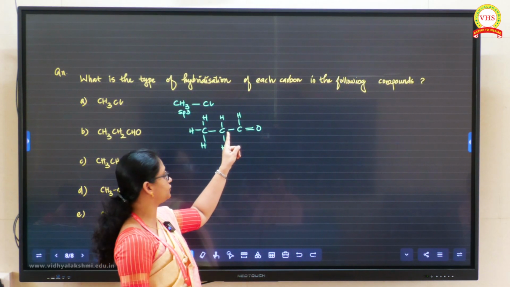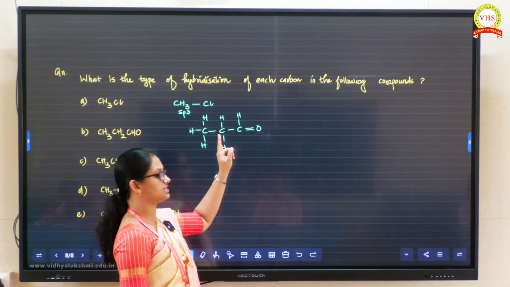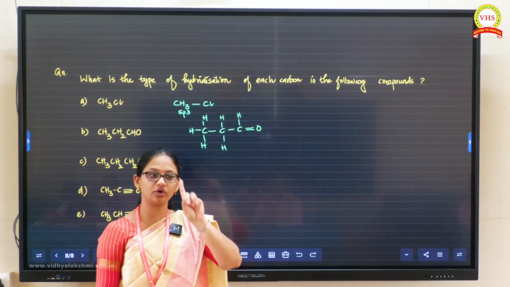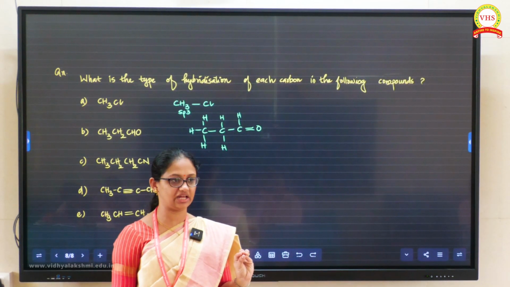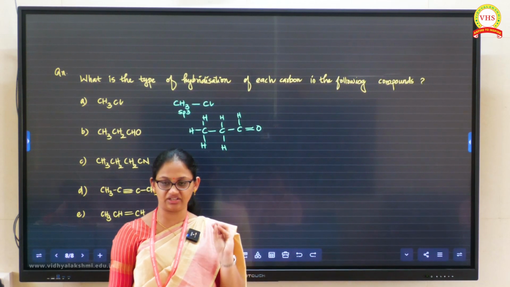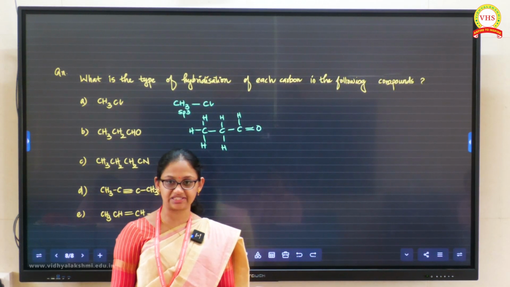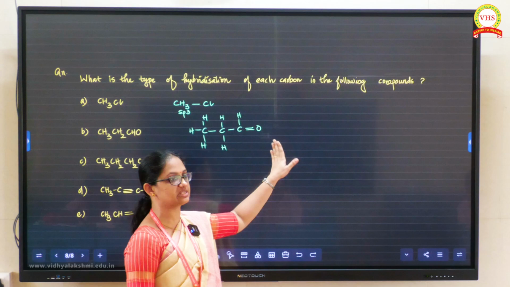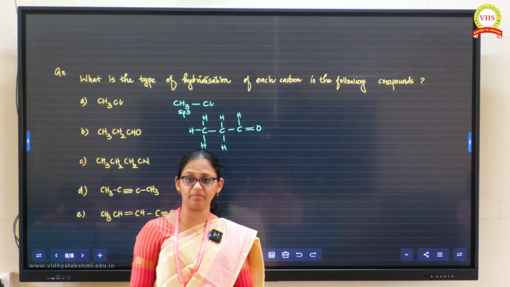Listen here. The last one is CHO. I told you, on the left side it is anyway a single bond with the hydrogen. How many valencies are satisfied? 1, 2. Remaining valency? 2. If oxygen is alone, with no other surrounding atom, oxygen will make a double bond. If any one other atom is associated with oxygen, oxygen will make only a single bond.